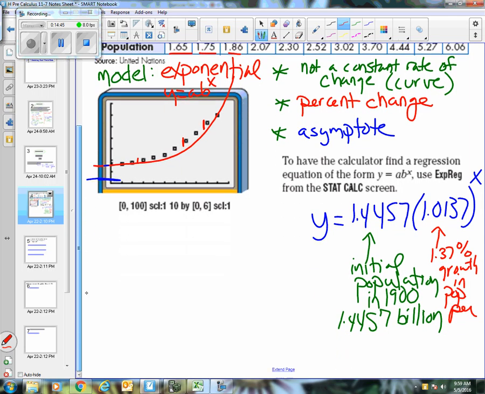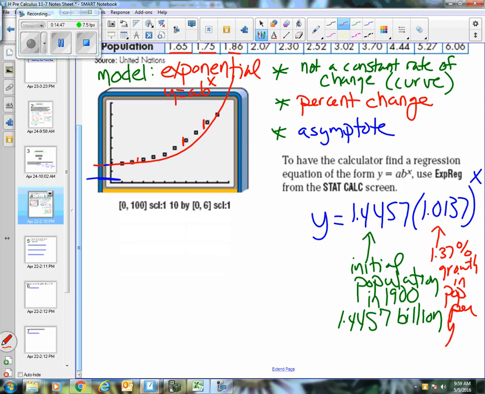I entered in 10 years, 20 years, 30 years. So this is per year. So just be cautious on how you think that through. All right, then the x value. Well, what does the x represent in this scenario? Well, x is our years. It's years since 1900.